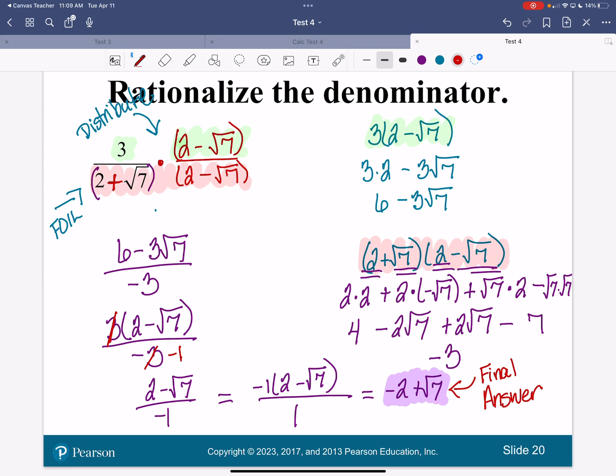Okay, so that's my final answer right there. Now, we're going to do another one. But this one, we're going to have to FOIL the numerator, and we're going to have to FOIL the denominator. Okay. Is it okay for me to go to the next slide?